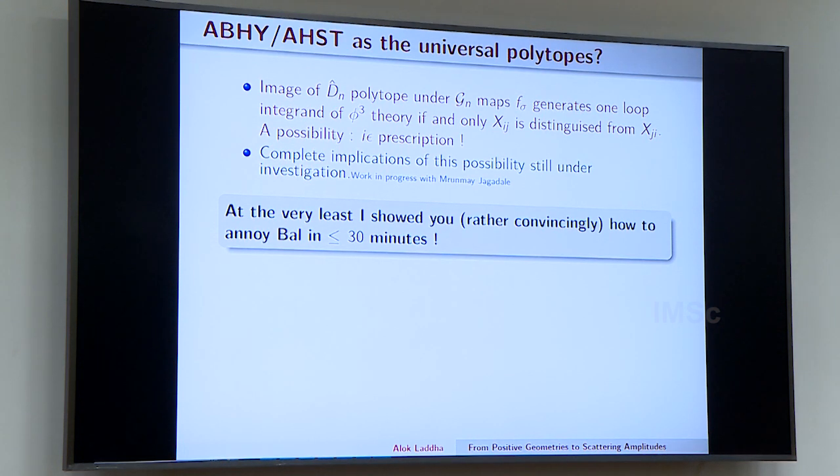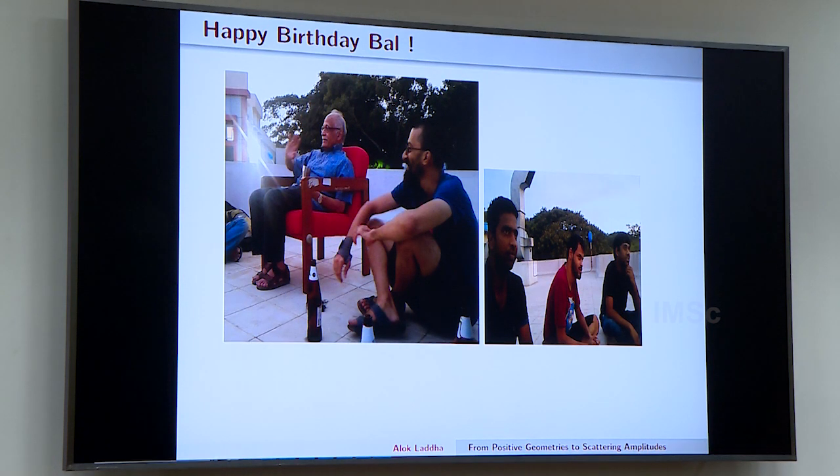So at the very least, I think I've showed you how to annoy Bal in less than 30 minutes, even if you didn't get anything else from the talk. But there is a way I know how to unannoy Bal, because he likes beer. And so here is a way we can please Bal. So these other members of Bal fan clubs, one of them is sitting here. And so happy birthday, Bal.